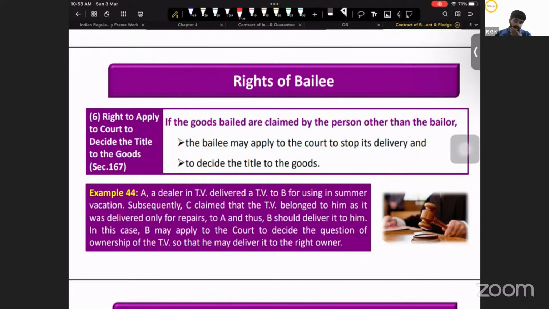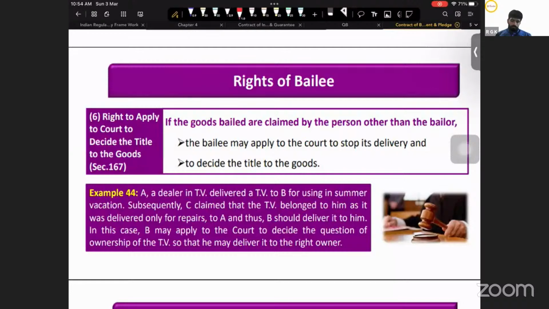If goods bailed are claimed by a person other than the bailer, the bailee may apply to the court to stop their delivery and to decide the title to the goods. Example: A, a dealer in TV, delivered a TV to B for use in the summer vacation. Subsequently, C claimed that the TV belonged to him as it was delivered only for repairs to A, and thus B should deliver it to him. In this case, B may apply to the court to decide the question of ownership of the TV so that he may deliver it to the right owner.